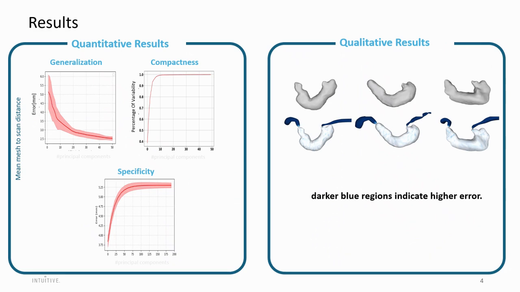Our results will be explained through a quantitative and qualitative analysis. We use the generalization, compactness, and specificity metrics to capture the fitting error, explained variance, and the average distance to nearest training shapes. A qualitative analysis shows the difference between the ground truth CT-extracted mesh and the predicted shape model, using color to indicate per-vertex mesh-to-scan distance.